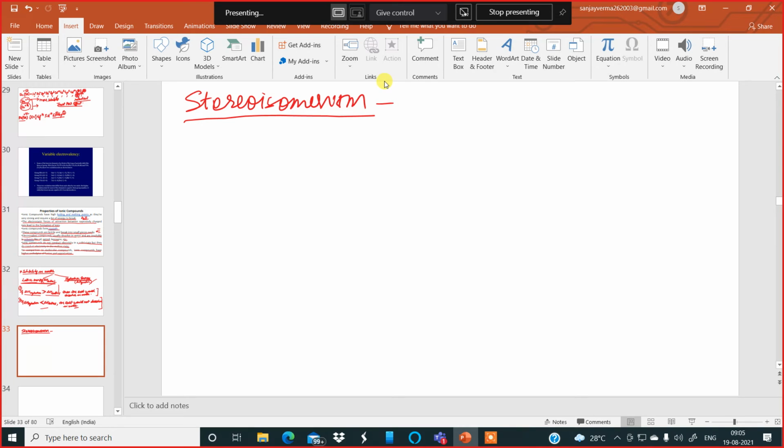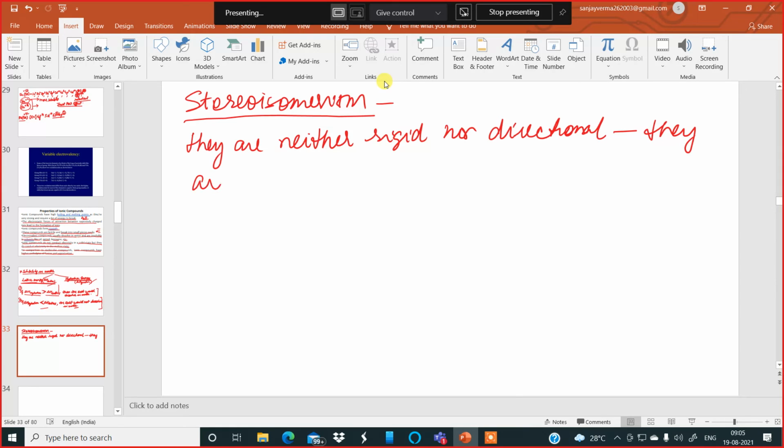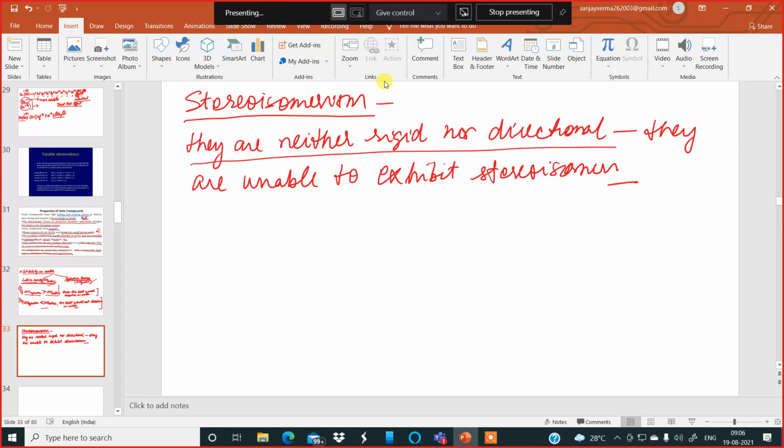But ionic compounds are neither rigid nor directional. Therefore, they are unable to exhibit stereoisomerism. So remember this sentence strongly. Ionic compounds are neither rigid nor directional. Therefore, they are unable to exhibit stereoisomerism.